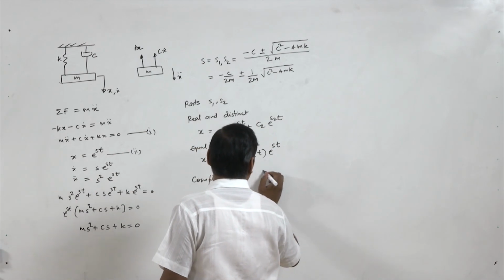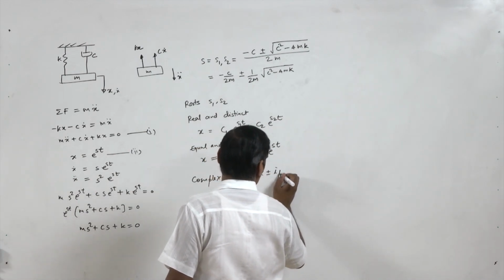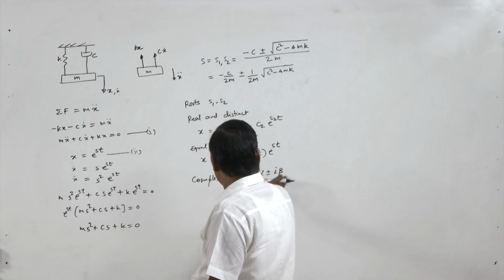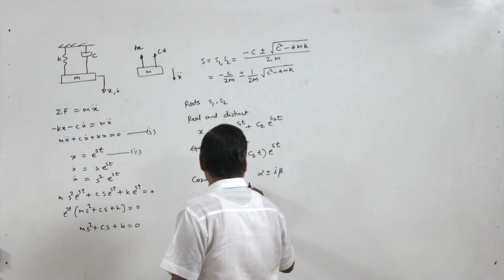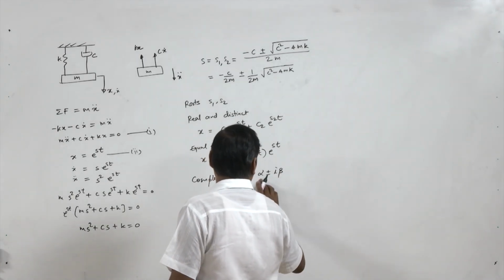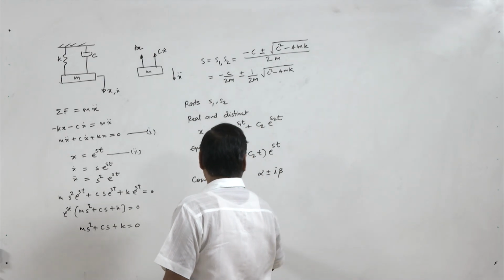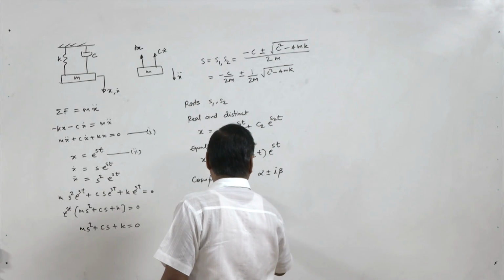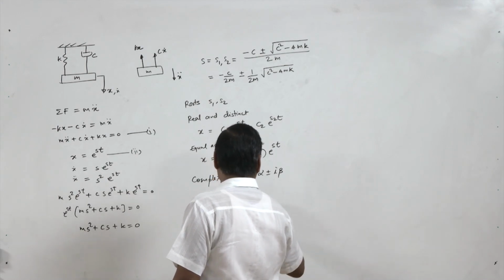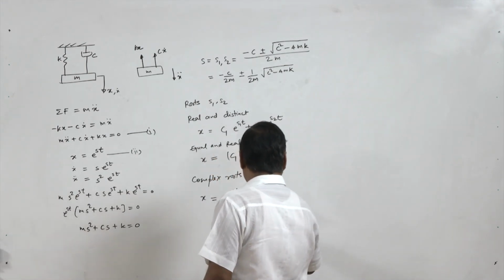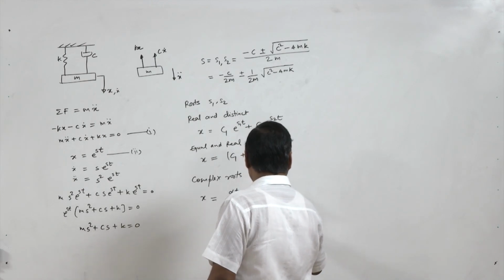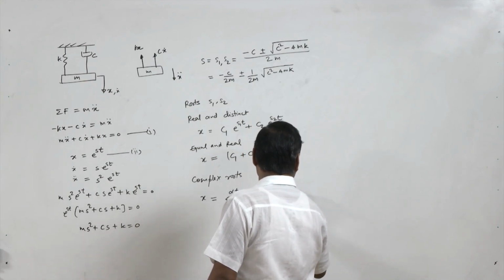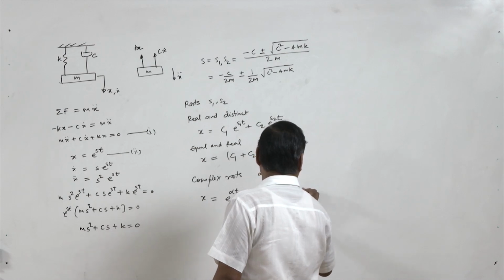so that is, let's say, alpha plus minus i beta. So if this kind of complex roots, we have S1 equal to alpha plus i beta, S2 equal to alpha minus i beta. So we have x equal to e power alpha t times (C1 cos beta t plus C2 sin beta t).